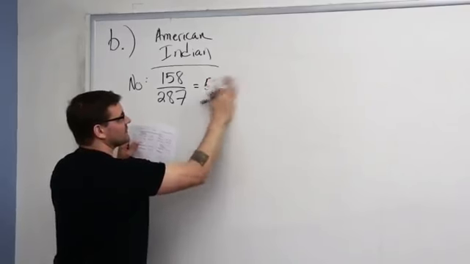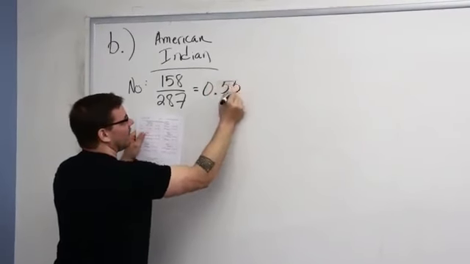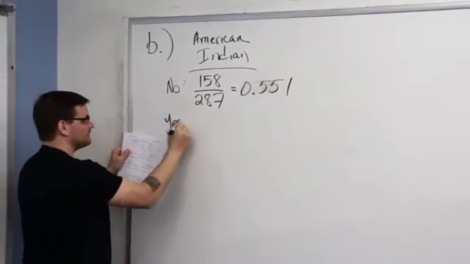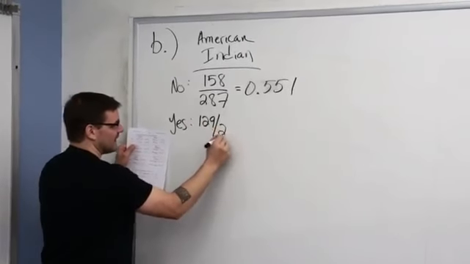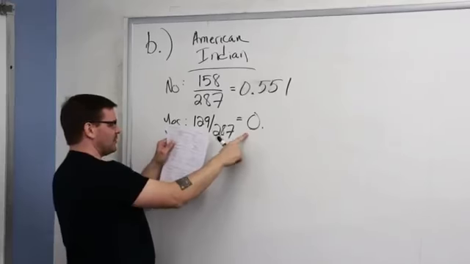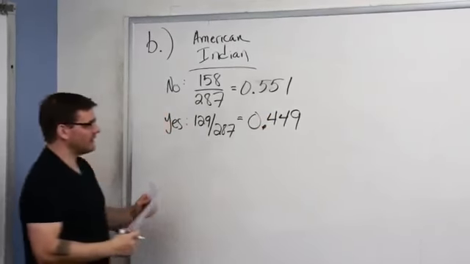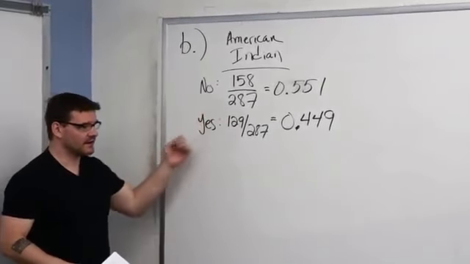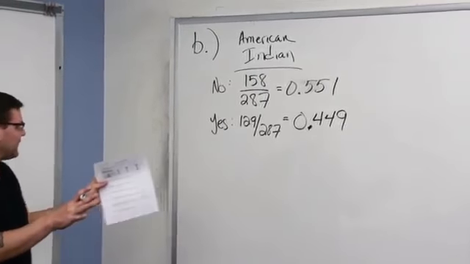Well, let me keep them as proportions just to be consistent. 0.551 not frisked. Look to the S. Let's see, 129 were frisked out of 287. These will always add up to 100%, so this should be 449. 0.449. Okay, yes frisked and no frisked. I'm looking on the screen, but we won't move the camera.